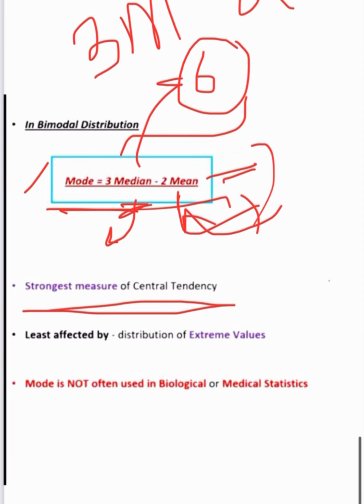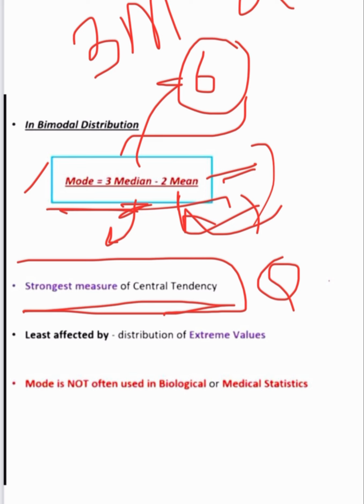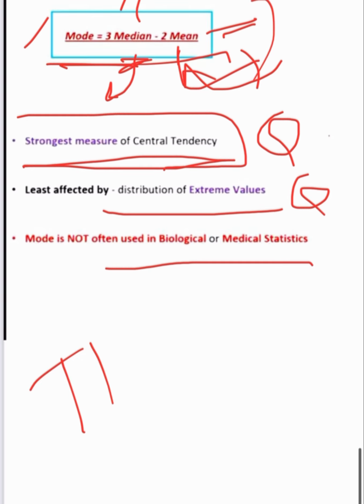So it is the strongest measure of central tendency. Remember three things: most preferable is median, most accurate is mean, and most strongest measure is your mode. Affected by extreme values is mean, not affected is median, most preferable is median, and strongest measure is mode. Mode is not often used in statistics. Okay, thank you.